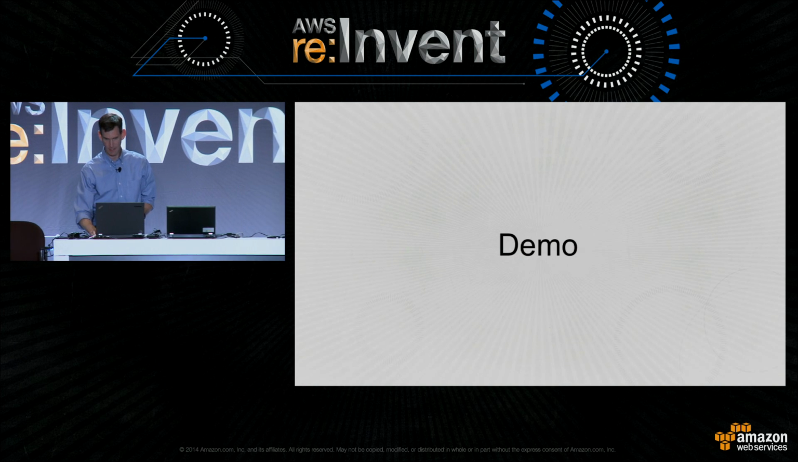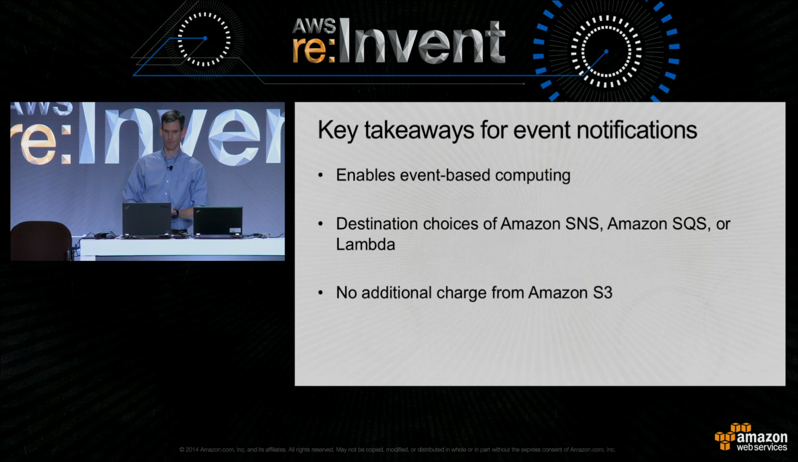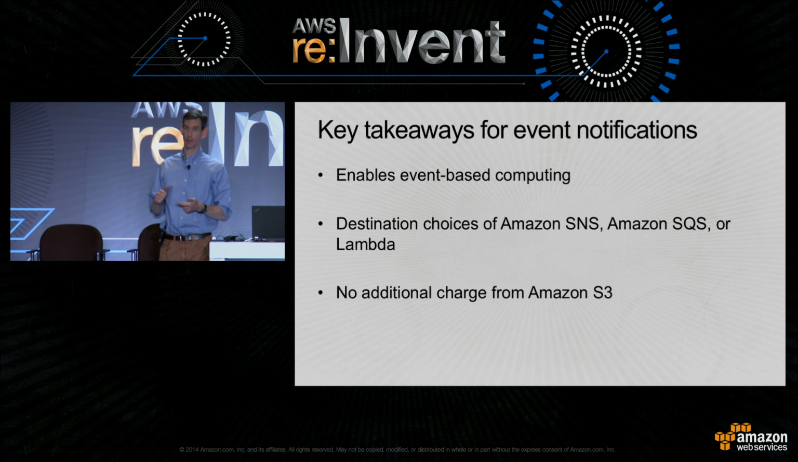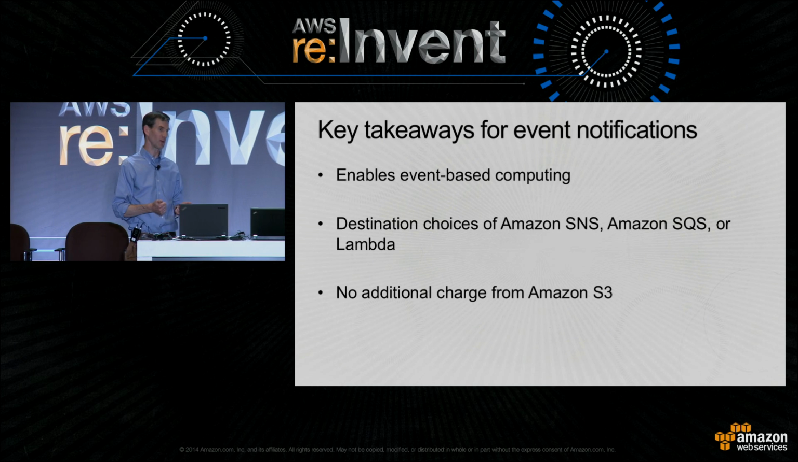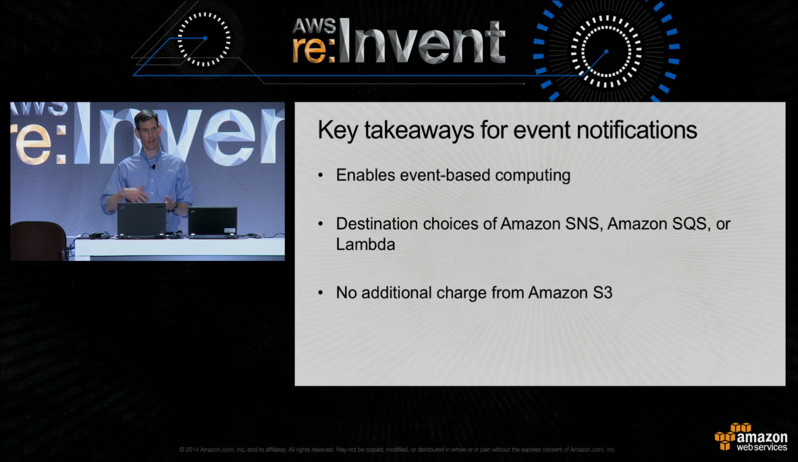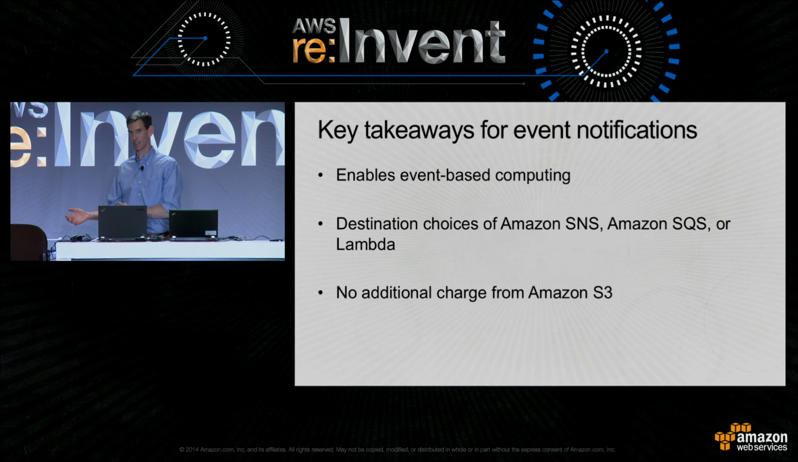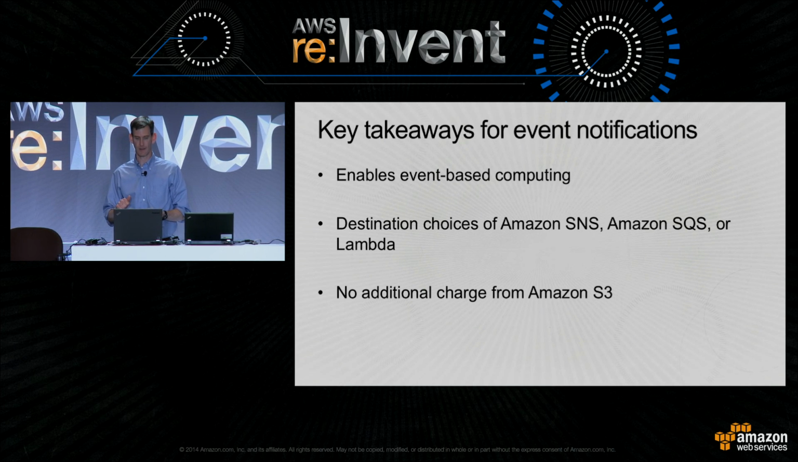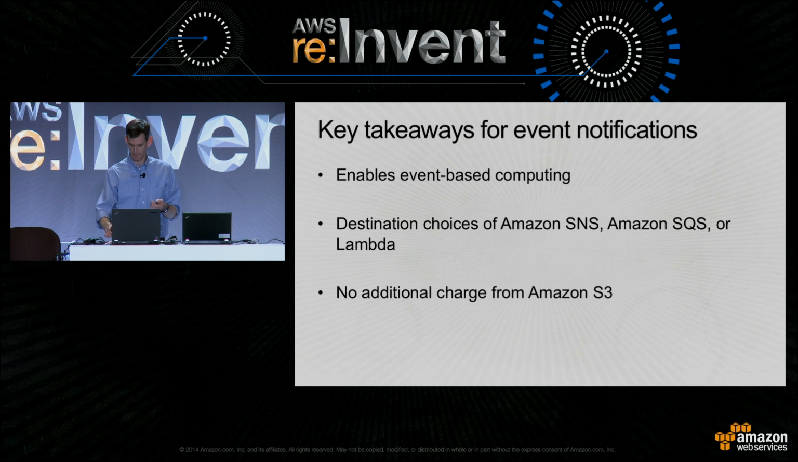OK, so a couple of key takeaways. Again, event-based computing. We're pretty excited about this at AWS. We think you ought to think about how you can maybe change your existing applications, or add functionality to existing ones, or create new ones. Opens up some interesting possibilities. Three destination choices: SNS, SQS, and Lambda. And again, no additional charge from Amazon S3 for this feature.